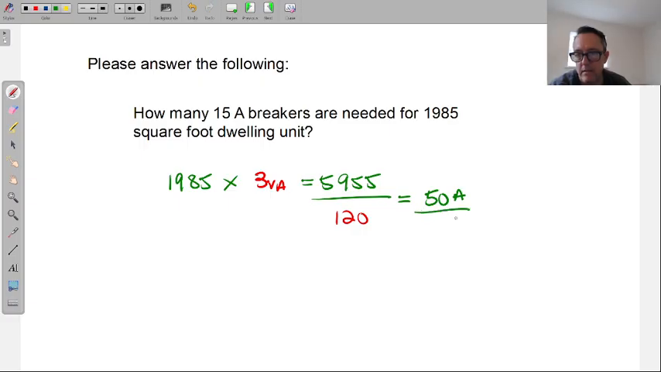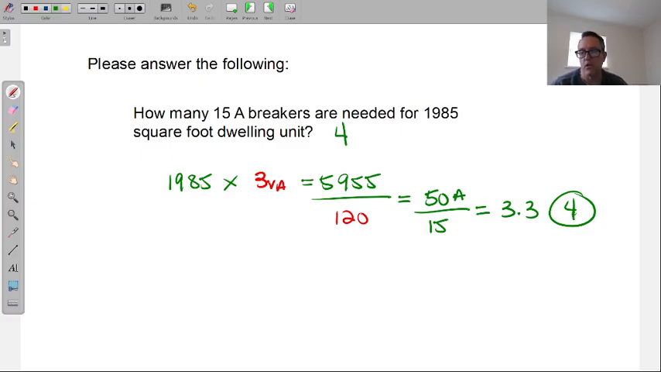So from here it's 15 amp breakers. That's looking like 3 and some change, 3.3 repeating. So again, very good. Always round up. That's going to always be 4. So the answer here would be simply 4.